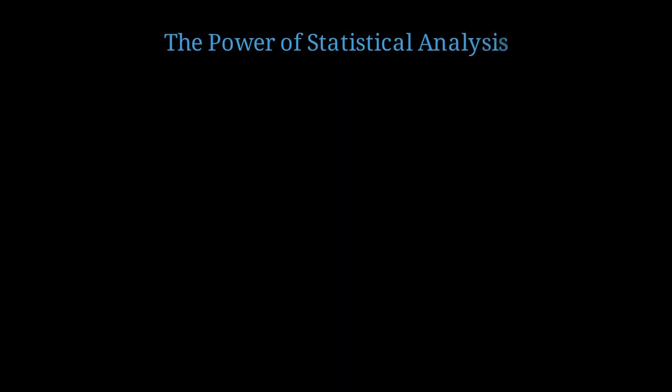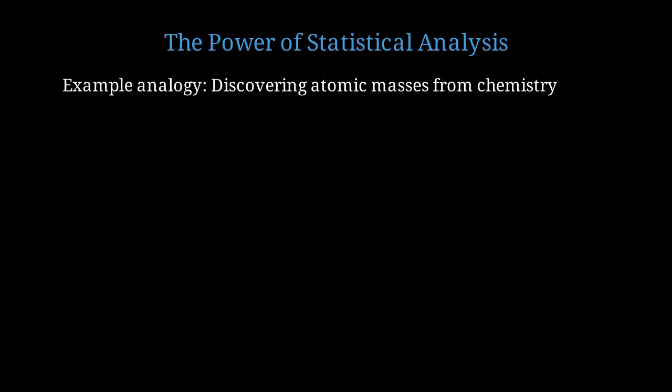Let me drive home why this statistical approach is so powerful. It's not just about the oil drop experiment. This is a general methodology for discovering fundamental constants in noisy data. And it's used everywhere in modern physics. Imagine you're a 19th century chemist. You measure the mass ratios when elements combine. Hydrogen and oxygen make water in a ratio of 1 to 8 by mass. Carbon and oxygen make carbon dioxide in certain ratios. From hundreds of messy measurements, you can deduce that atoms have specific masses, not continuous masses.